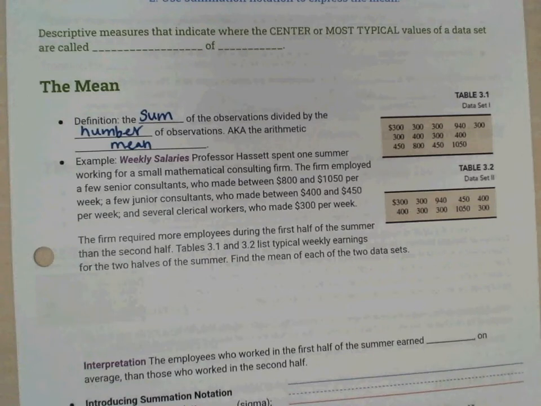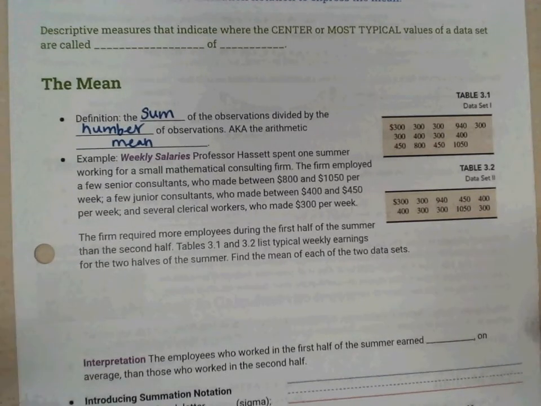Example is about weekly salaries. Can I get a volunteer to read about weekly salaries? Thank you, Philip. Professor Hassett spent one summer working for a small mathematical consulting firm. The firm employed a few senior consultants who made between $800 and $1,050 per week. A few junior consultants who made between $400 and $450 per week, and several clerical workers who made $300 per week. The firm reported more employees during the first half of the summer than the second half. Tables 3.1, 3.2 list the weekly earnings for the two halves of the summer. Find the mean of each of the two data sets. Excellent, thank you.